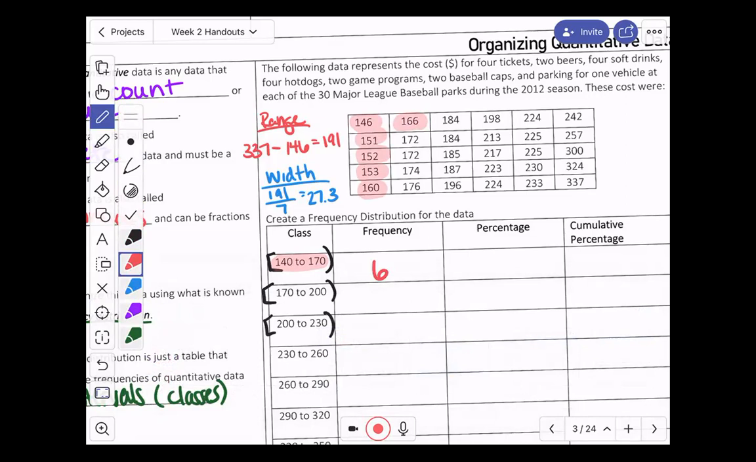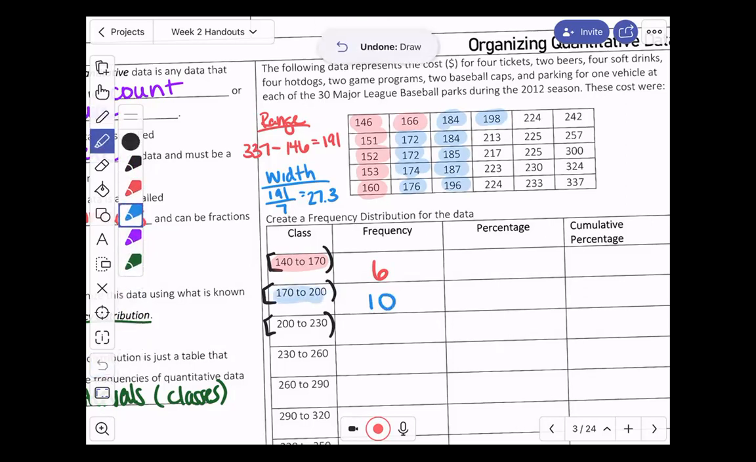How many fall between 170 and 200? 1, 2, 3, 4, 5, 6, 7, 8, 9. I got 10. Y'all got 10? 5, 6, 7, 8, 9. Yep, 10. How many fall between 200 and 230? 7. Thank you so much. 1, 2, 3, 4, 5, 6, 7.